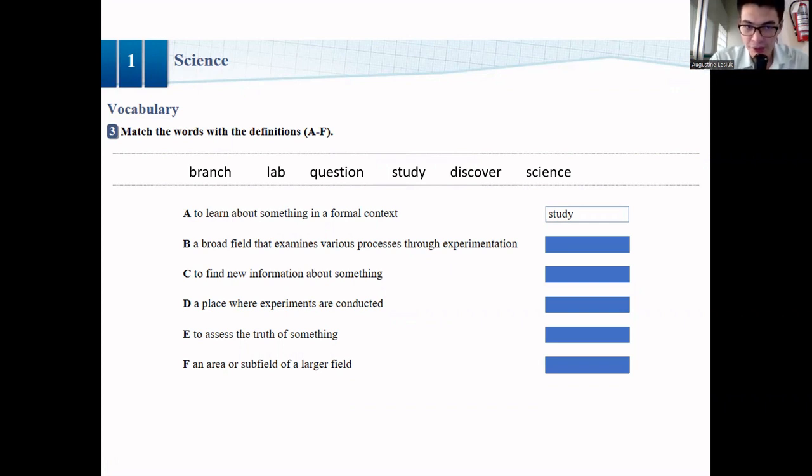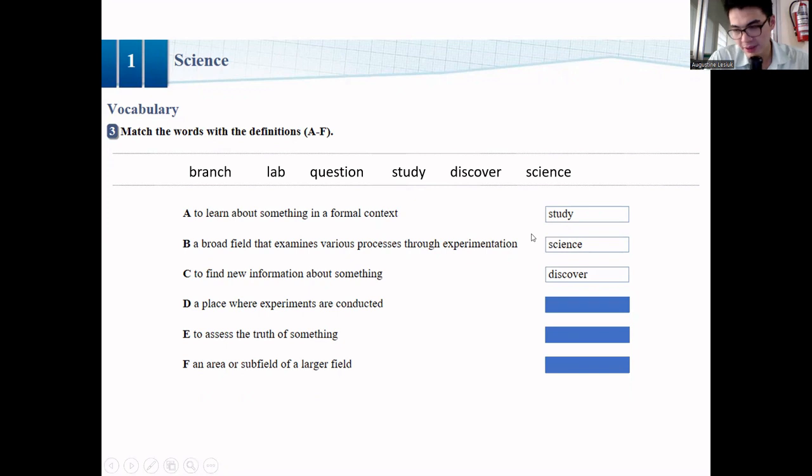Next, a broad field that examines various processes through experimentation. We call that science. So science is a very broad field. It contains many, many subjects. And all of them examine different processes or try to experiment. So that's why the field is called science. All right. Next, to find new information about something, we call that to discover. So when you discover something, you find out something new. So scientists would like to discover new things because that's them finding new information about their subject.